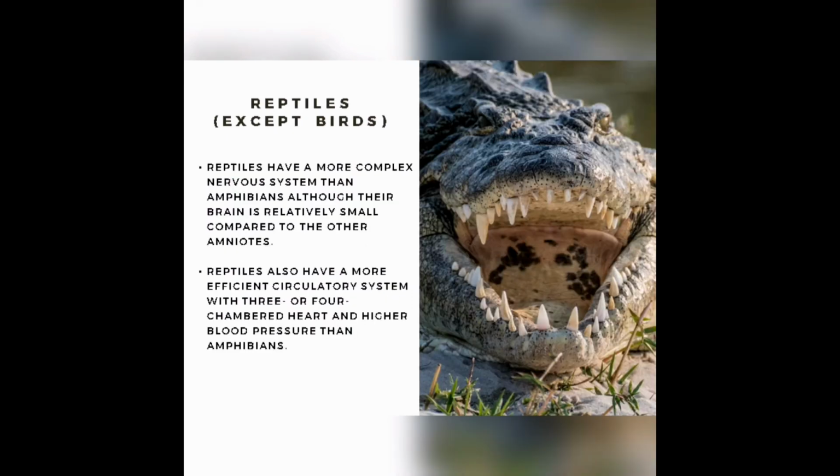Reptiles have a more complex nervous system than amphibians, although their brain is relatively small compared to the other amniotes. For instance, lizards and snakes have a well-developed olfactory organ in the roof of their mouth.